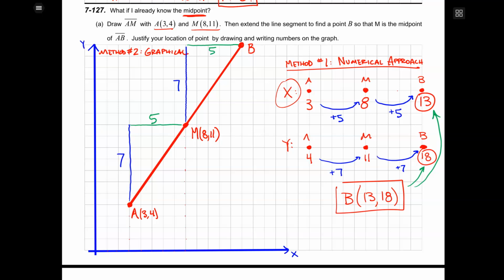So 2 different approaches there to find the coordinates of point B. Again, that ended up being 13, 18. All right, folks, we're going to shut it down and pick up page 2 in another video.